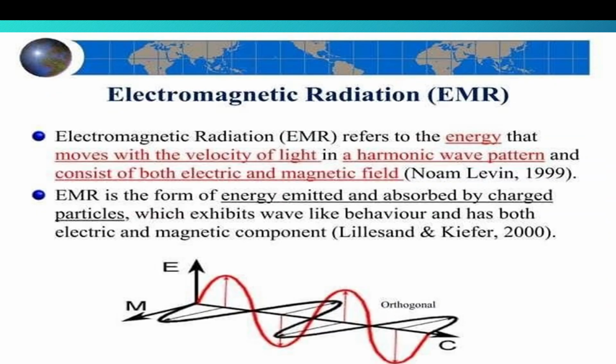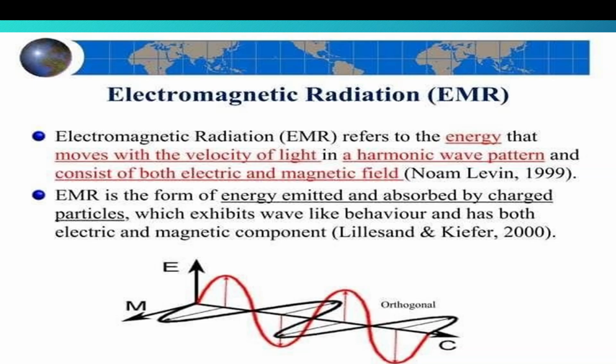Now this slide explains electromagnetic radiation. Electromagnetic radiation is a form of energy that moves at the speed of light in a harmonic wave pattern. The key points of electromagnetic radiation, or EMR, are: the nature of EMR consists of both electric and magnetic fields that oscillate perpendicular to each other and to the direction of wave propagation. As for the source of EMR, it is emitted and absorbed by charged particles, behaving as both a wave and a particle. So it has a dual nature.